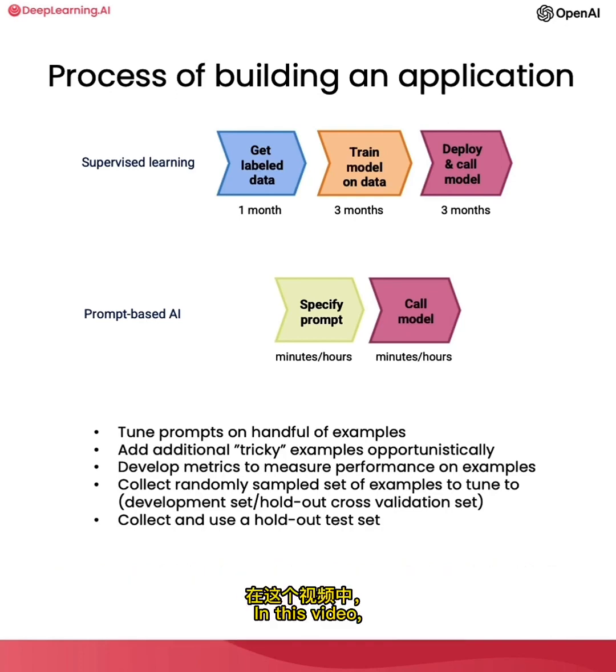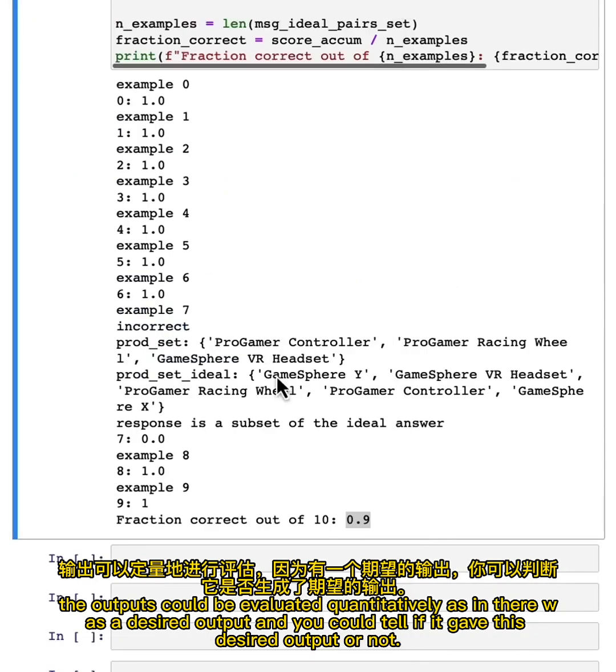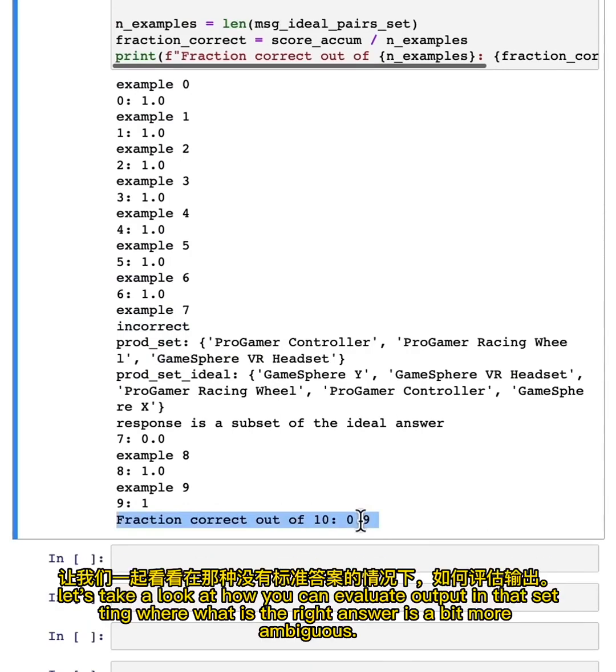In this video, the outputs could be evaluated quantitatively, as in there was a desired output and you could tell if it gave this desired output or not. So in the next video, let's take a look at how you can evaluate LLM output in that setting where what is the right answer is a bit more ambiguous.